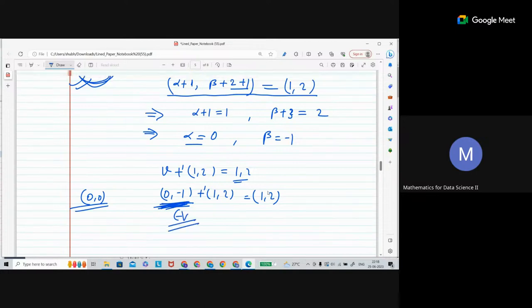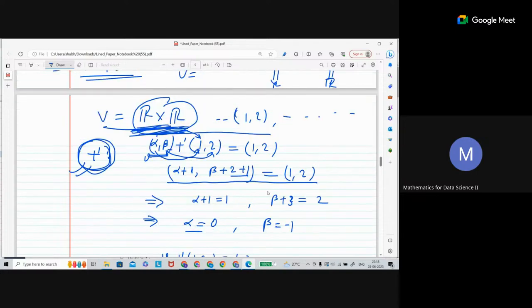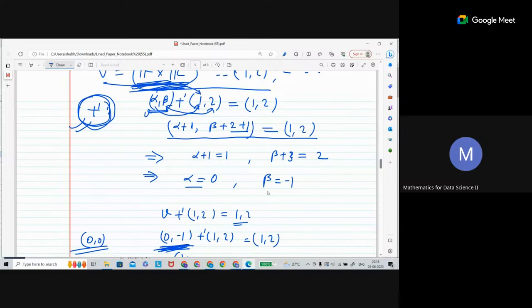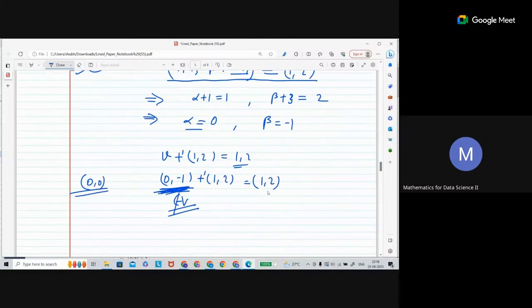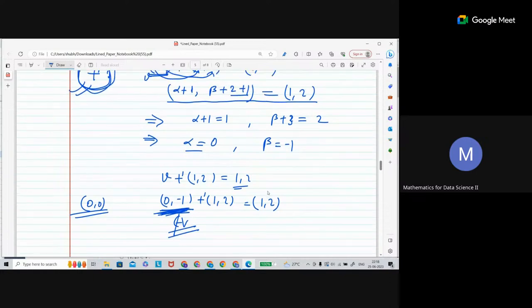For this case, it actually belongs, but suppose there is a possibility that it does not belong to that V. In that case, you will find an element, but that element is not going to belong to that set. So in that case, we will say the zero vector does not exist. If we restrict our numbers, then you will say the zero vector does not exist.